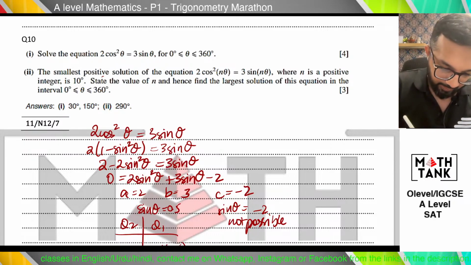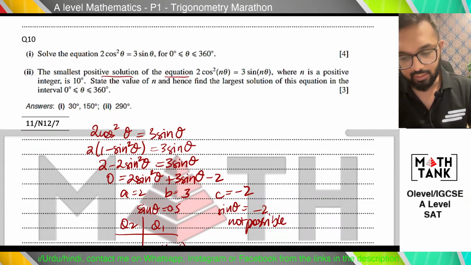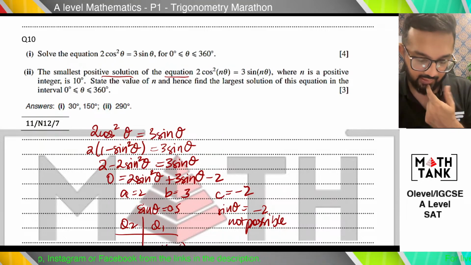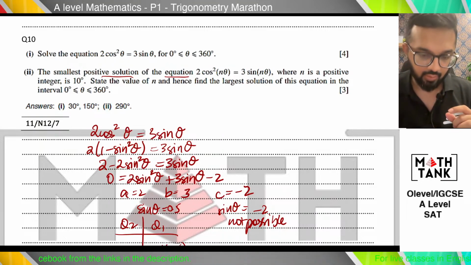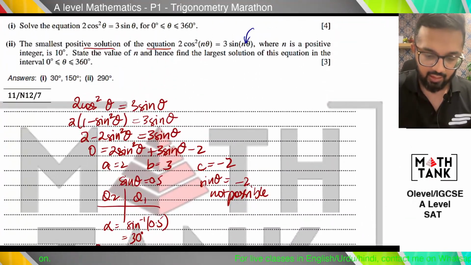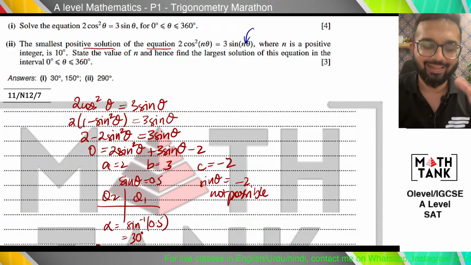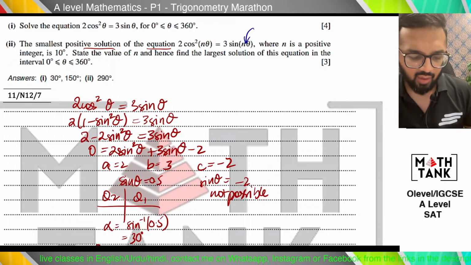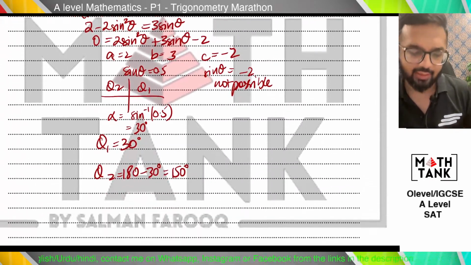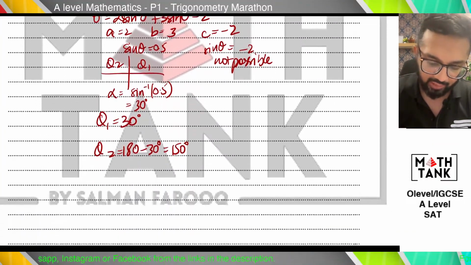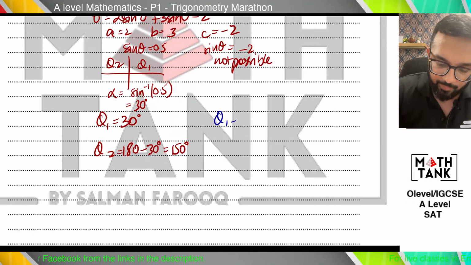Then it says the smallest possible solution of the equation, where n is a positive integer, is 10. State the value of n and hence find the largest solution of this equation. What n simply means is that n cycles are there. So if there are n cycles, the smallest answer will still be in the first cycle.